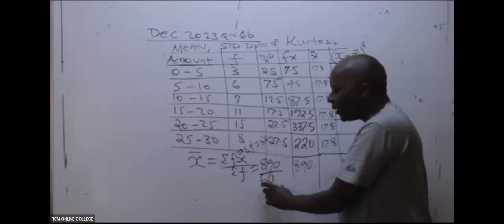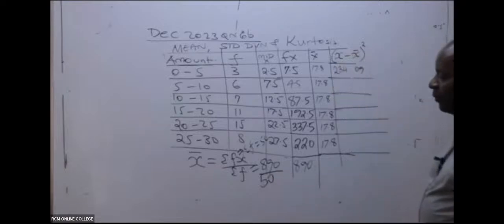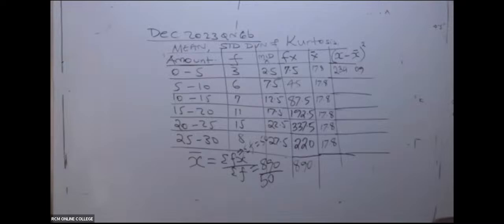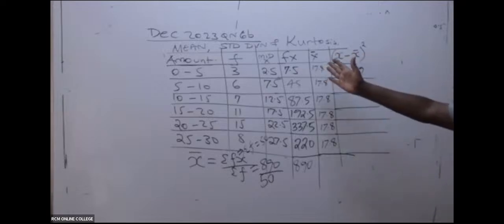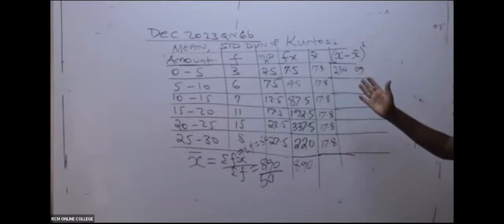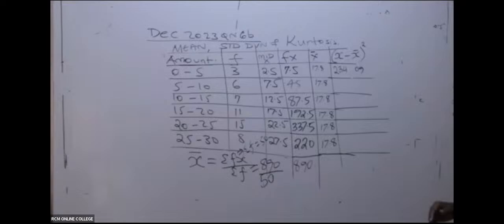So then can you kindly give me the mean there? 890 divided by 50. Sorry for that. What are we getting here? Oh. So the students gave me the right answer for the mean.